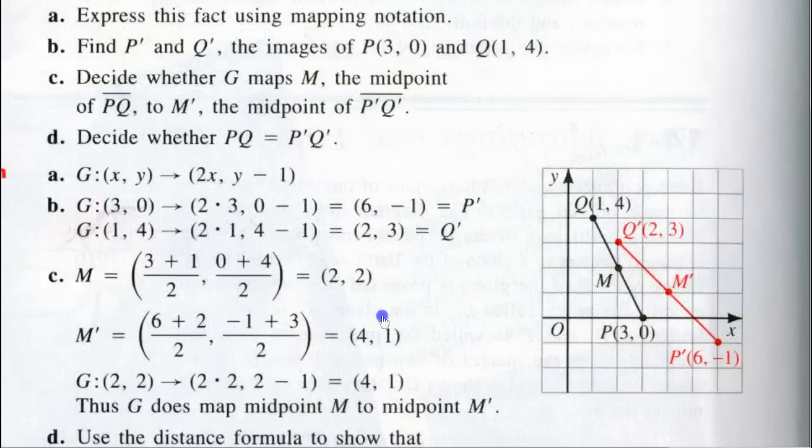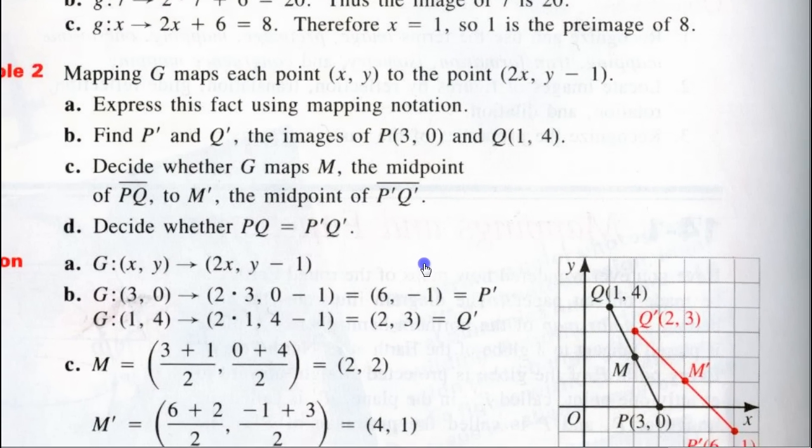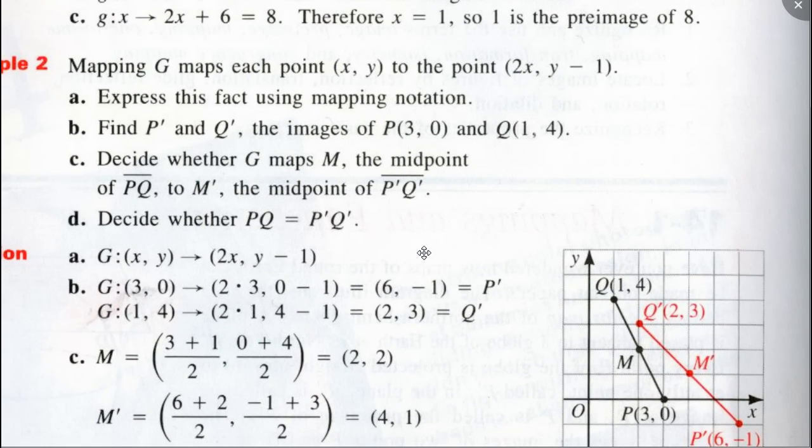So that's part D. Part D says what? Decide whether PQ equals P prime Q prime. What does that mean? If there's no symbol, what does that mean? They're looking at the length of these segments. You guys remember that? How do you find the length of a segment? You use the distance formula. I mean, you could use the Pythagorean theorem, but don't you want to use the distance formula? Go ahead, everybody use the distance formula and tell me whether or not the lengths of these segments are equal or not. Go ahead, everybody try. I'll wait.